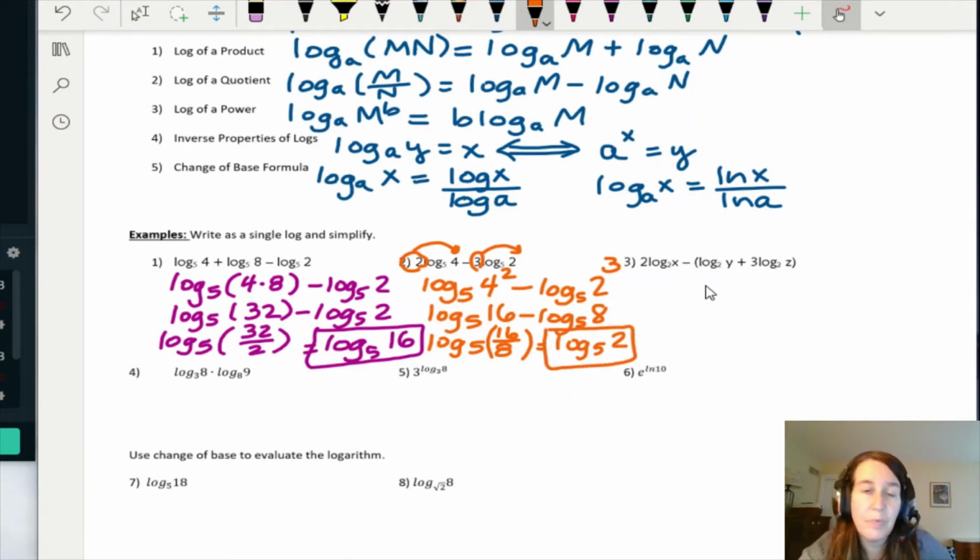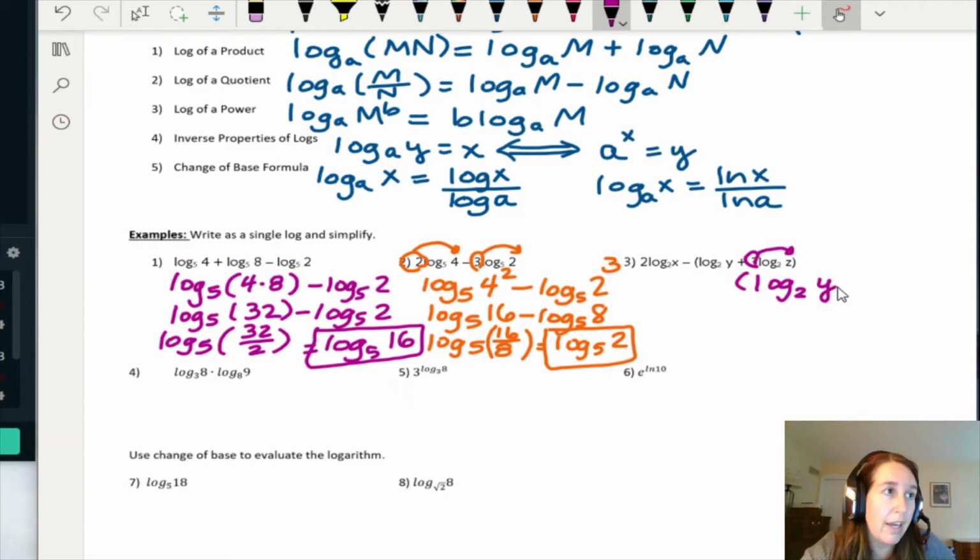Okay, let's do another. In this case, we actually have parentheses in the problem, and of course that means do that part first. Otherwise, we would just have to do it in order from left to right. But the parentheses is telling us to do that part first. So in the parentheses, I'm seeing log base 2 of y plus 3 log base 2 of z. Well, the 3 is going to become the exponent, and then we're adding these two logs together. So that would be log base 2 of y times z cubed.